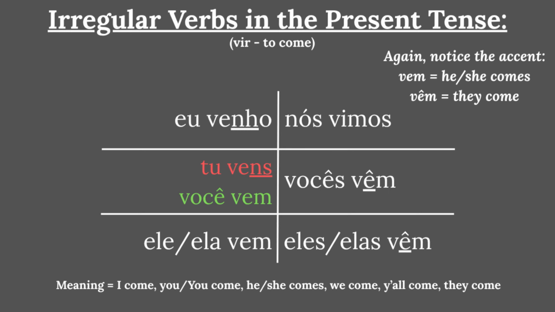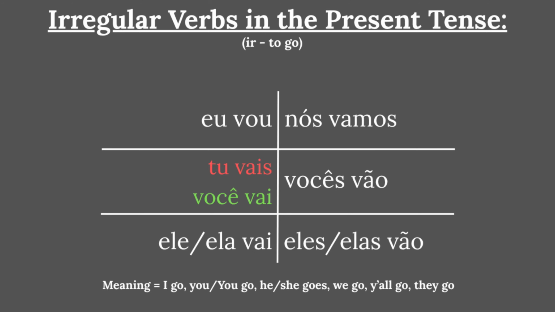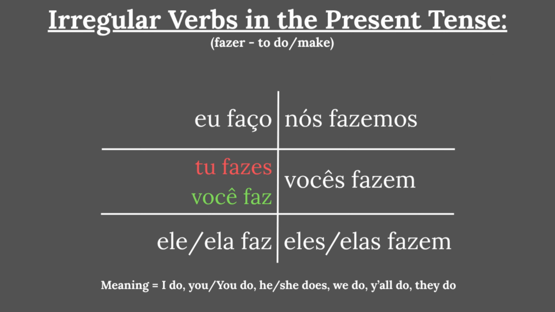Now, let's see the verb ir, to go. Vou, vais, vai, vamos, vão. Here, every conjugation is different, so the verb must be memorized. Another verb is fazer, to do or make. Faço, fazes, faz, fazemos, fazem. The conjugation in eu has a cedilla to force the sound of s before o. Also, faz doesn't have a vowel in the end, so these pronouns are the only ones that have irregular conjugations.